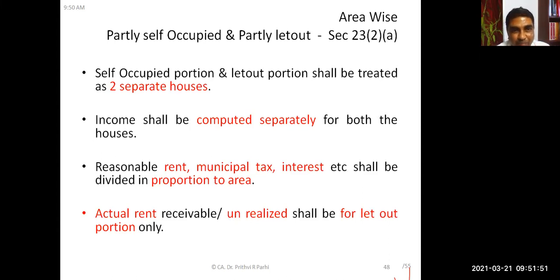So first, let us say partly self-occupied, partly let out area wise. If it is area wise, then the self-occupied portion and the let out portion shall be treated as if they are two different houses, two separate houses. The self-occupied portion shall be treated as a self-occupied house and the let out portion shall be treated as a let out house. Income shall be computed separately.